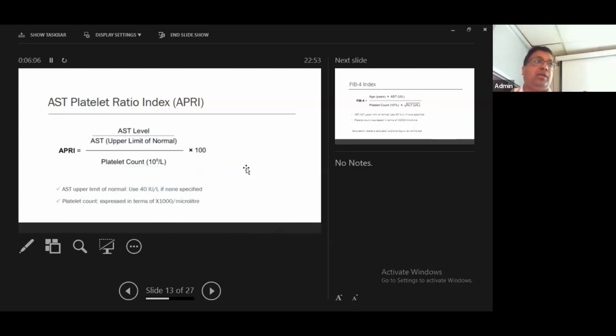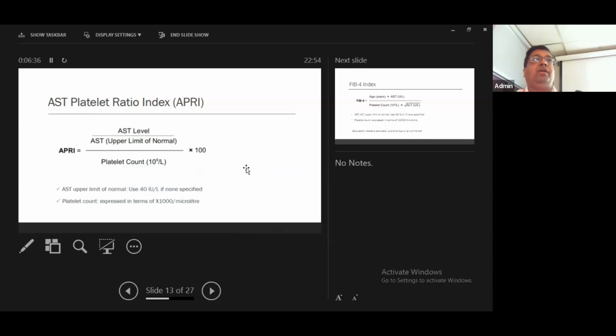APRI is a very important indirect serological marker, which is widely used. It is a ratio of AST and platelet. AST to platelet ratio index is APRI. APRI is calculated by dividing the AST level in the patient by the upper limit of AST, which is usually considered as 40. It is then divided by the platelet count.